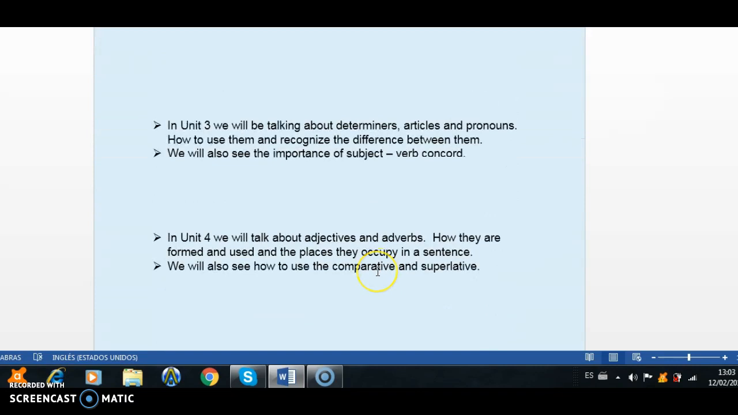In unit number 3, we will be talking about determinants, articles, and pronouns. Those are what generally goes before a noun and gives you the exact idea of what you are talking about. And you have to know how to recognize the difference between them. What is also very important is the subject-verb concord. Here we have to see the subjects and the verbs and their concord, the singular and plural.